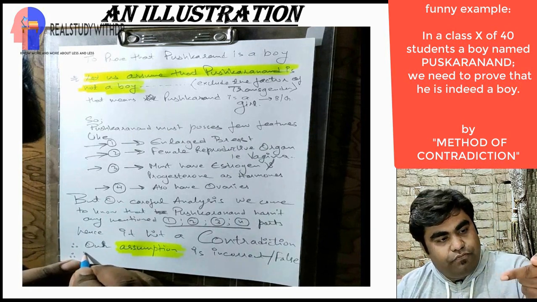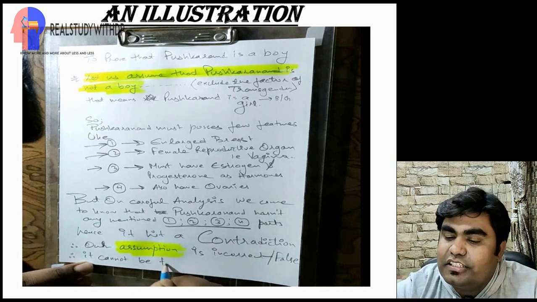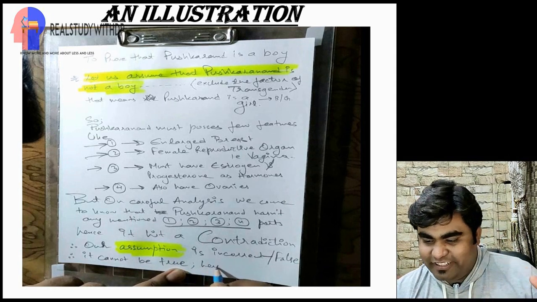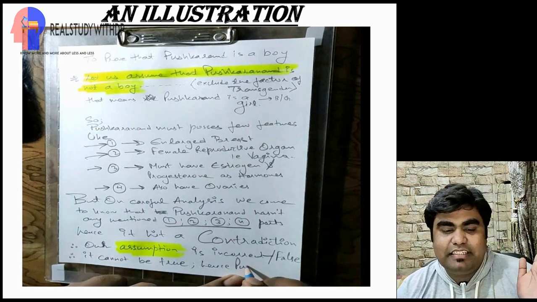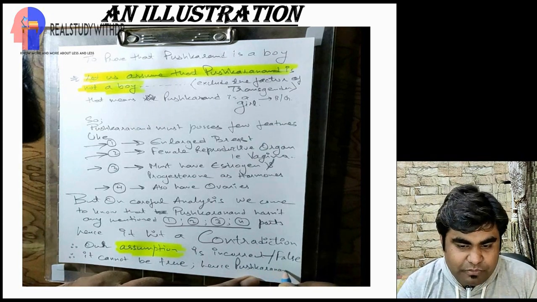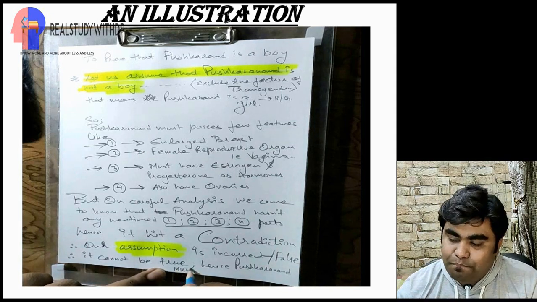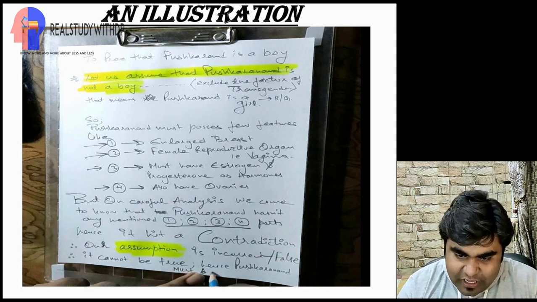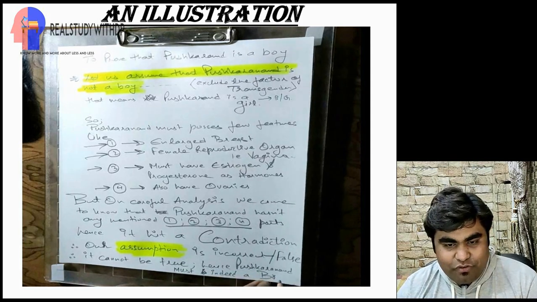We are left that if Pushkaranand, the subject, is not a girl, that means the subject is going to be a boy. So see, this type of proof we can do, and we can say that the assumption cannot be true. It is impossible to say that Pushkaranand is a girl. Hence, Pushkaranand must and indeed be a boy. So you people have now seen how this method of contradiction works.